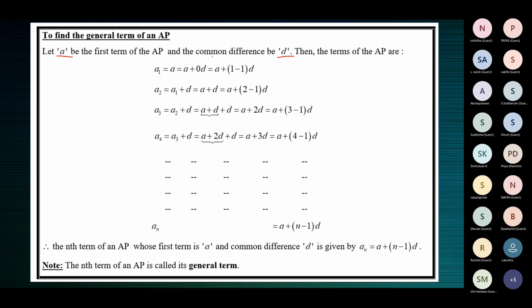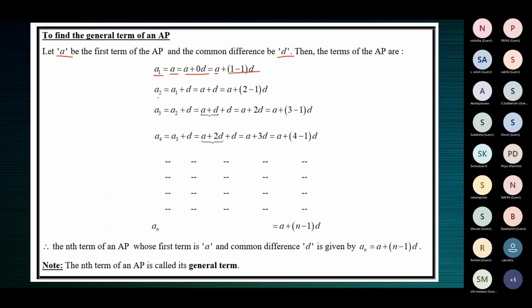Then the terms of the AP are, the first term is A, and since we have A and D, we would like to write every expression using A and D. So A can be further written as A plus 0D, because there is no D factor in it. Now we want to write the coefficient of D as something minus 1. So 0 can be written as 1 minus 1, times D. So you can see here A plus 0D. That's about the first line.